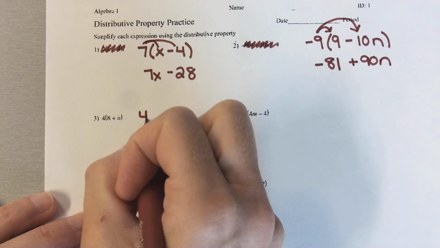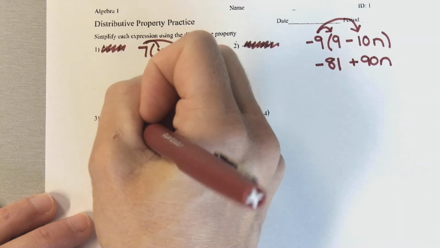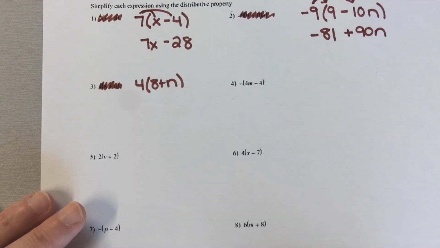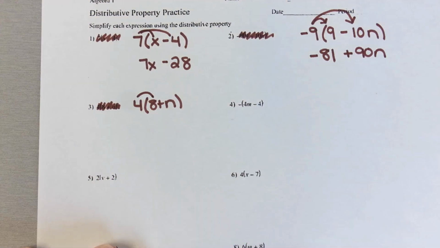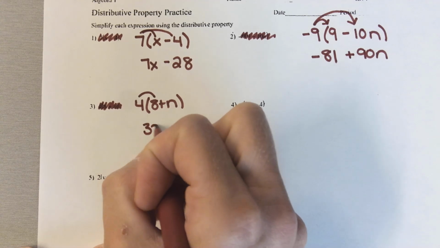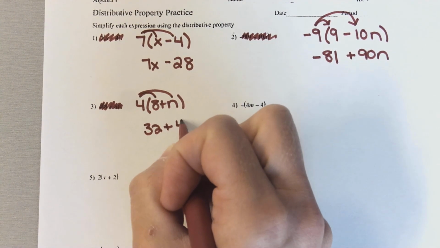Alright, the next one I can kind of read. That looks like 4 times 8 plus n. Again, even if it's not what it says, I'm just going to make up my new one so we can go with it. Any of the examples are good examples. We just need to agree on what's there. Alright, what should I do with the 4? Yeah, let's multiply it in. So 4 times 8? 32. 4 times n? 4n.